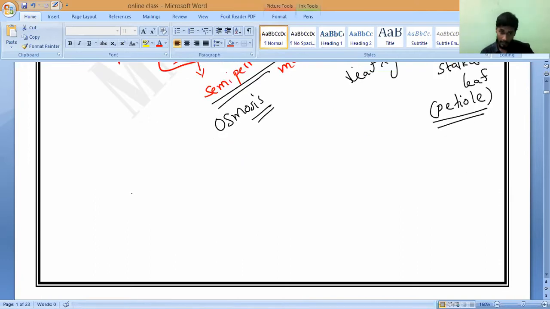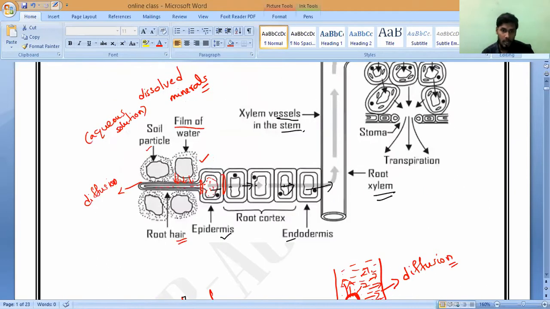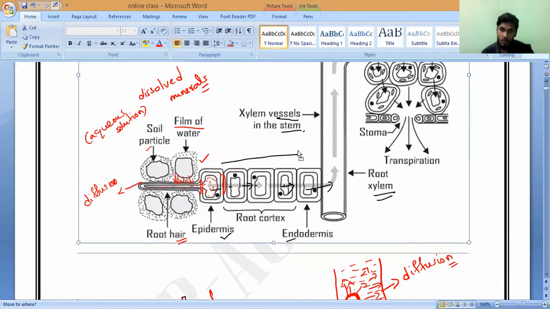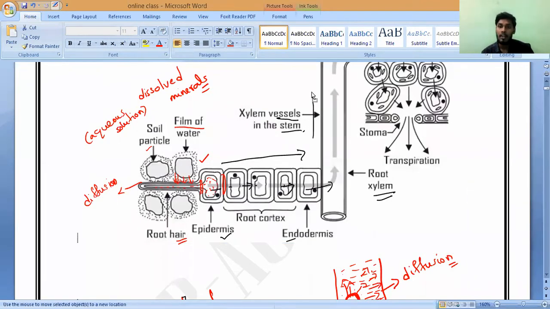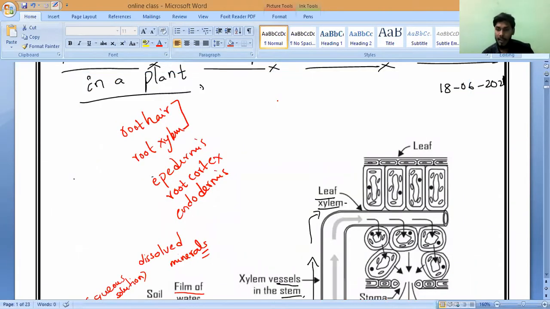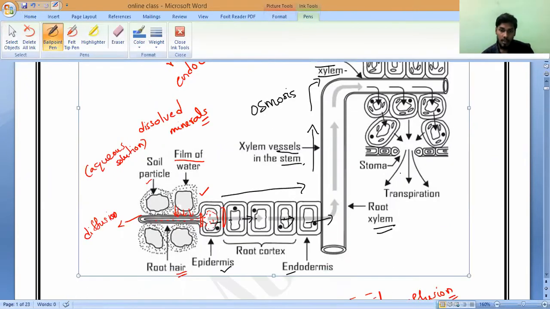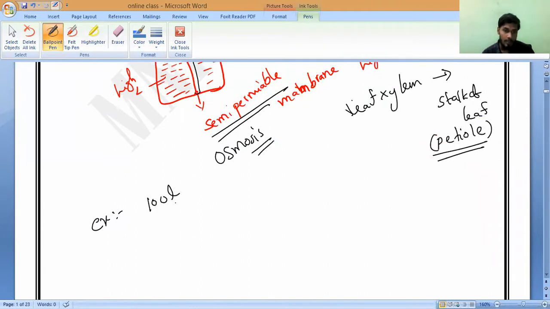Now, suppose, as I told you yesterday, 100 liters of water has been absorbed by the plant by the process of osmosis and diffusion. So everywhere, which process takes place? From the epidermis to the root xylem, again from the root xylem to the xylem vessels of the stem, and again from the xylem vessels to the leaf xylem, and from the leaf xylem to the stalk of the leaves called petioles, and from the petioles to every other part of the plant. Everywhere the process is osmosis.